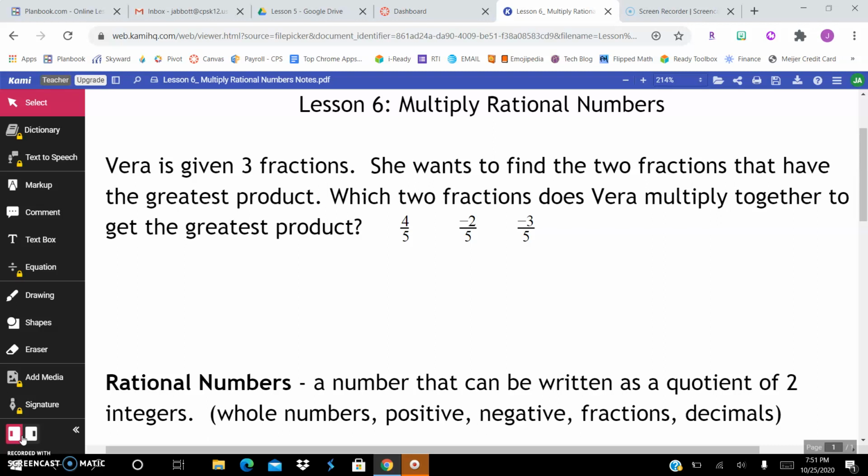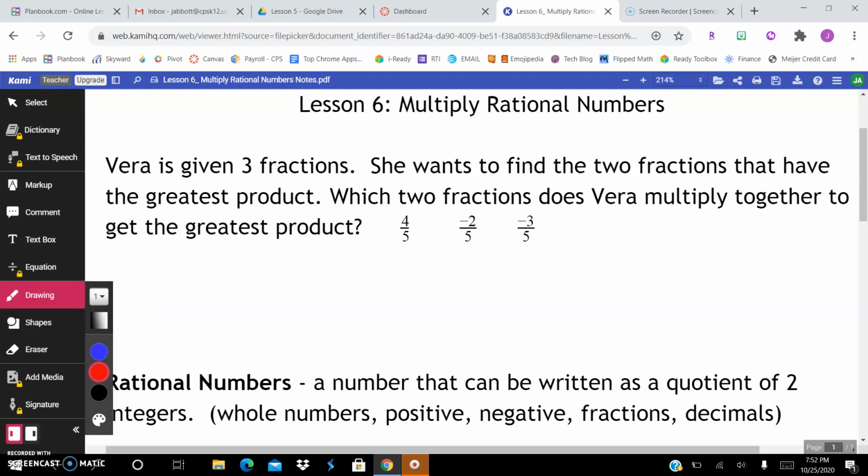So for our first example here, Vera is given 3 fractions. She wants to find the 2 fractions that have the greatest product. Which 2 fractions does Vera multiply together to get the greatest product? Remember, a product is the answer to your multiplication problem. So we have these 3 numbers that we need to look at and try to pair together.